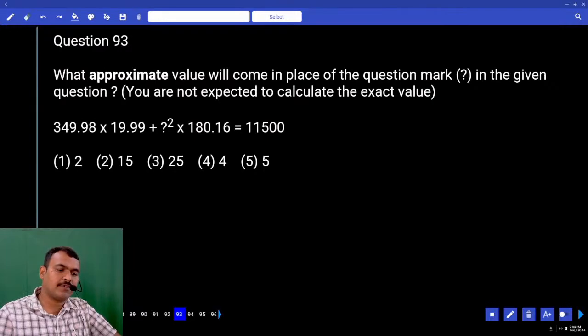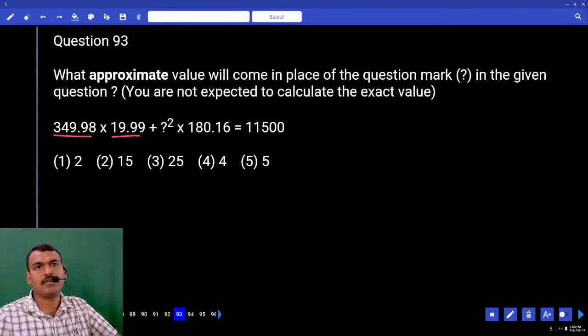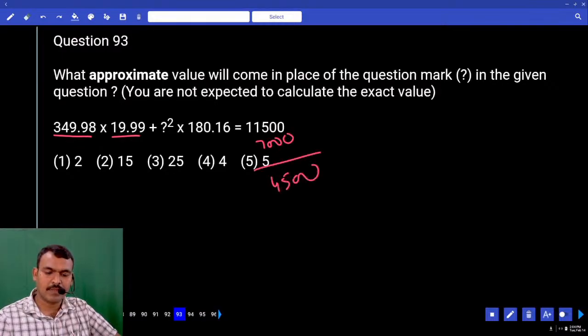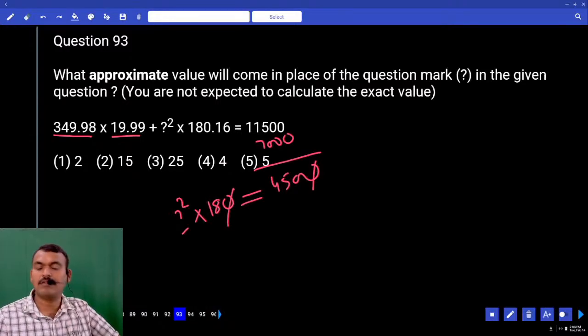First priority, left hand side 350 into how much? 20. 350 into 20 means 7,000, or not? 11,500 and 7,000. What is the difference? 4,500. That is equal to something square into 180, or not? First zeros are cancelled, or not? 18 to the how much? 36. Remaining 90. How many times? 5 times. Something square 25 means something value 5.